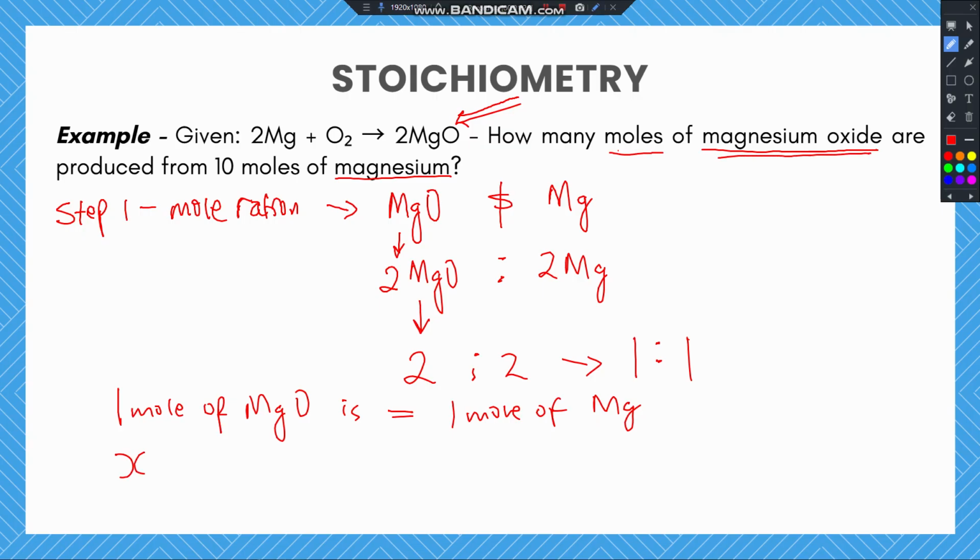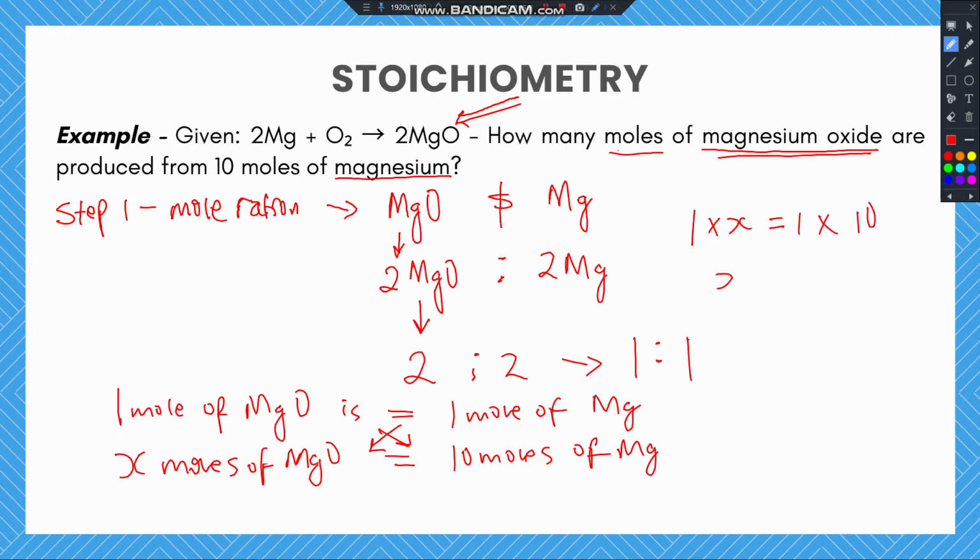Now the question says, how many moles of magnesium oxide? So I'll write X moles of magnesium oxide will be produced by 10 moles of magnesium, Mg. So let's cross multiply at this point. If I cross multiply, I end up having 1 multiplied by x being equal to 1 times 10. So x is basically equal to 10 moles. So the answer to this question is 10 moles of magnesium oxide will be produced by 10 moles of magnesium.